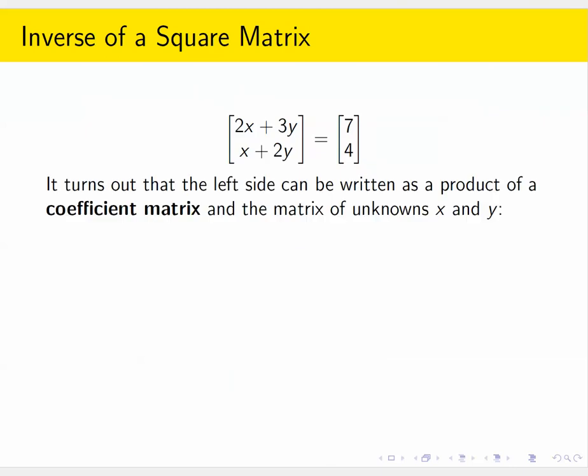Now from there, it turns out that you can rewrite the left side as a product of two matrices multiplied together. One matrix with just the coefficients, and another matrix with just the variables x and y. So for example, if I multiply this row by this column, I get 2x plus 3y, which is exactly what we're seeing here.